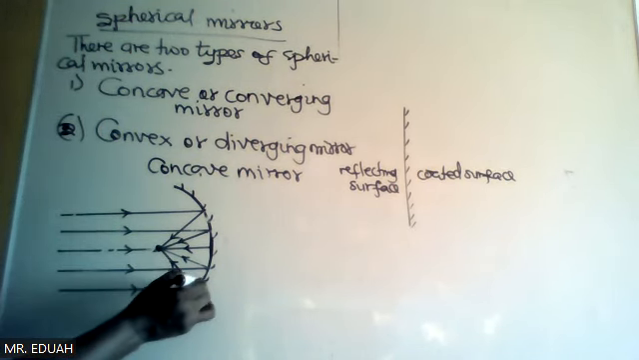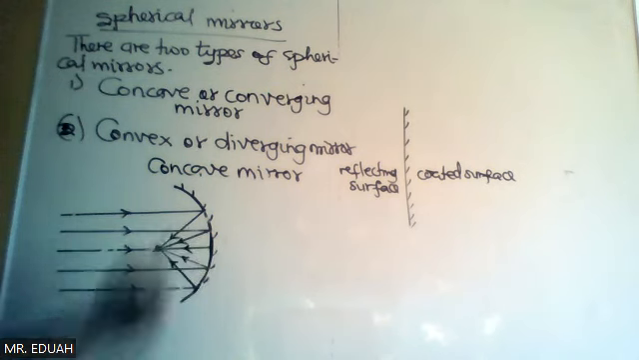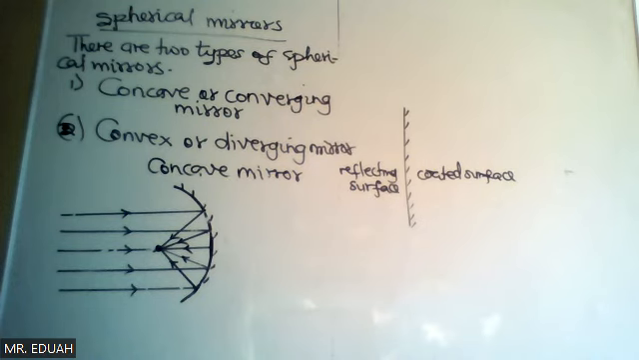The reason for classifying concave mirror as converging is that all reflected rays are converged at a point in front of the mirror, and this point is real.